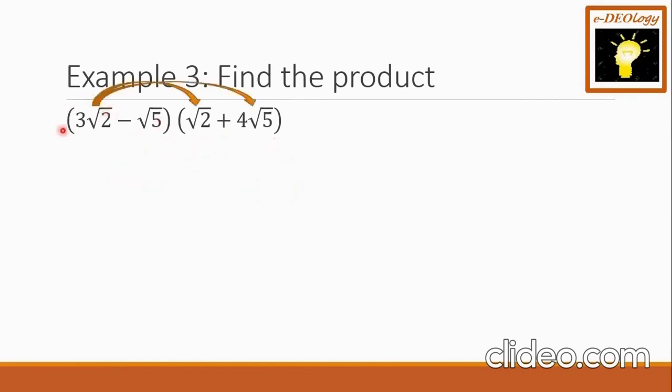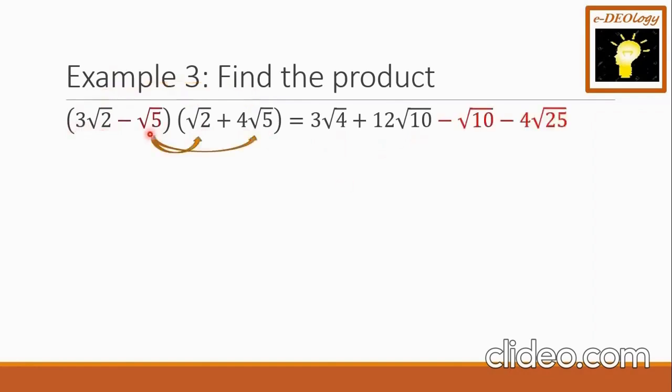So if I'm going to take the first term, I'm going to multiply this to the two terms of the other group. After that, I will take this second term of the first group, then multiply to all the terms of the second group. So let's start with the first term. The 3 square root of 2 is multiplied to this square root of 2. We will get this 3 square root of 4. Next, the 3 square root of 2 times 4 square root of 5. We will get this 12 square root of 10.